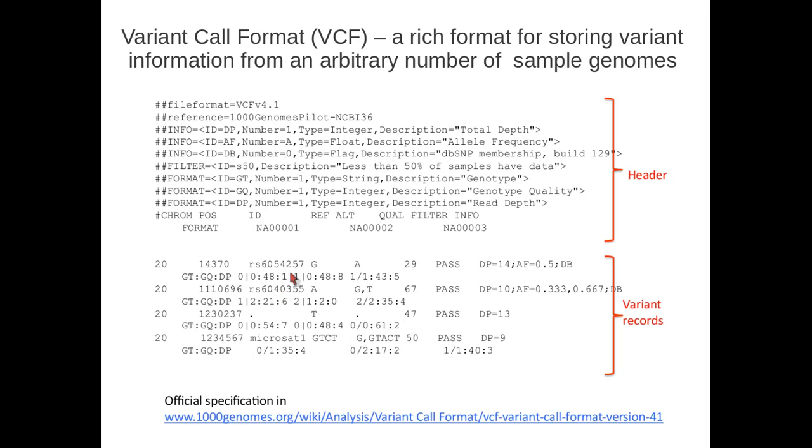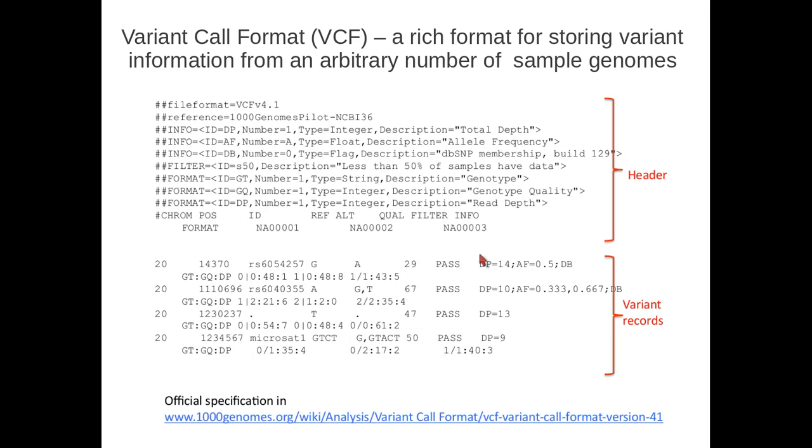Here this individual is a heterozygote, 1, 0. So 1 here is an A, 0 is a G. There is a genotype quality of 48, and there are 8 reads here. This individual is 1, 1, or alternate, so here's alternate, this is reference. This is an alternate allele homozygote, so two alternate alleles. The GQ here, the genotype quality, is 43 and 5 reads as the depth.